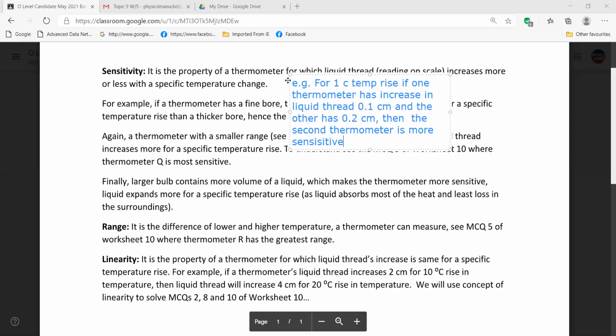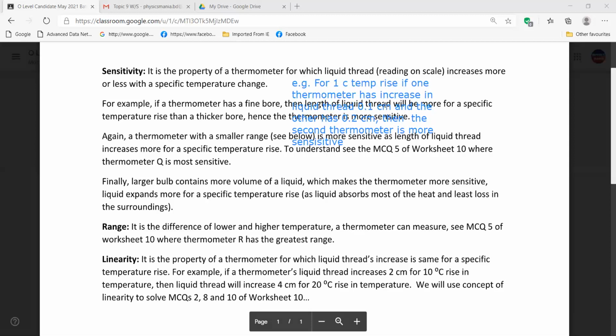Did you write? So this one is helping you to understand what is called sensitivity, right? And here, how we are getting sensitivity. If you are done with writing, then this one you write. For example, if a thermometer has a fine bore, in bracket you write smaller diameter.